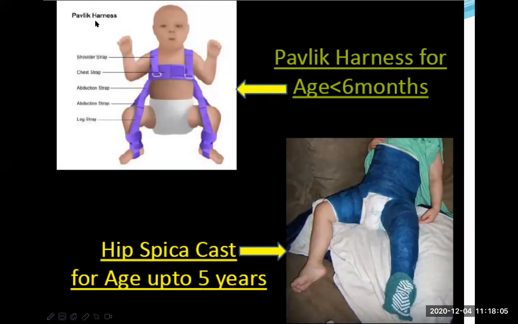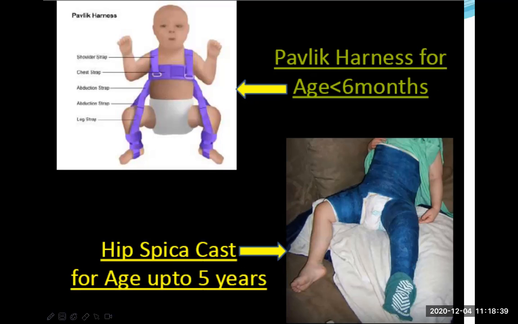This is known as a Pavlik harness. This special type of device is fixed on the body of the child, and it has different parts. It's a shoulder strap, chest strap, abdominal strap, abduction strap, and the leg strap, and it will nicely immobilize the child. So this is just one way. It is used in a very young child, less than 6 months. It's easy to carry the child like this as well.